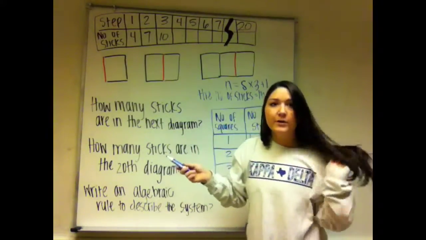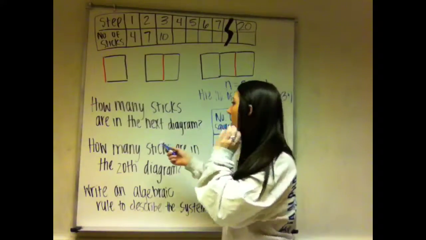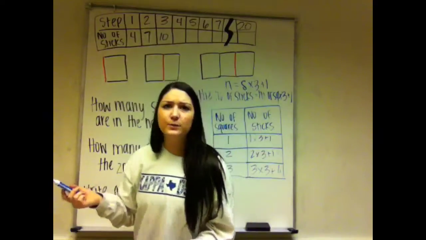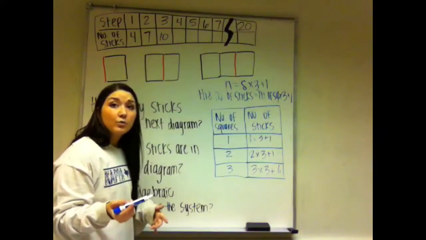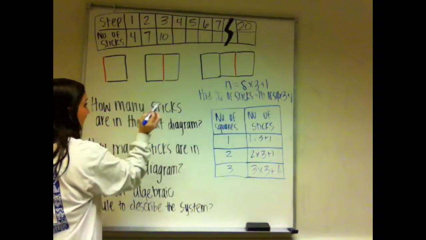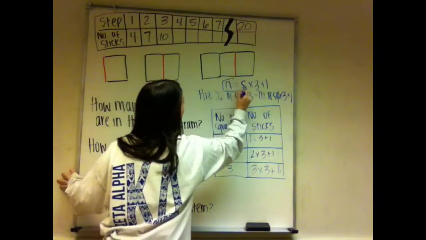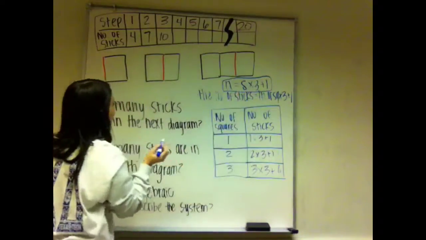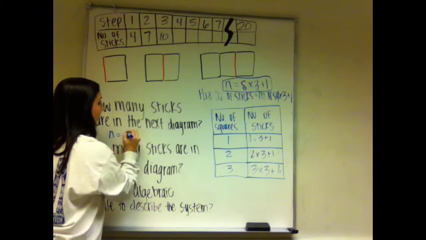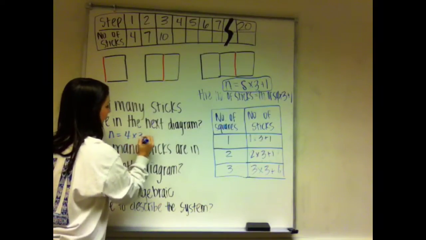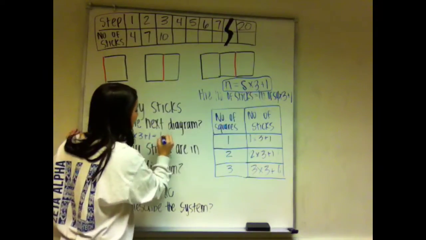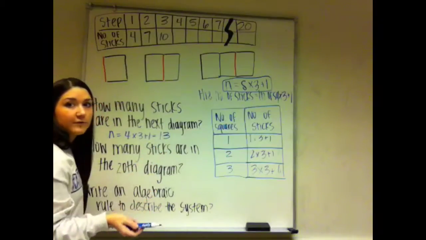So let's go back to our questions and see if we can answer any of them. How many sticks are in the next diagram, which is the fourth diagram? Now we can just plug the number into the rule that we just found. That's our rule right here. If we're trying to find the fourth one, we just plug it in. So n equals 4 times 3 plus 1. 4 times 3 is 12, plus 1, that's 13. So the fourth term is equal to 13.